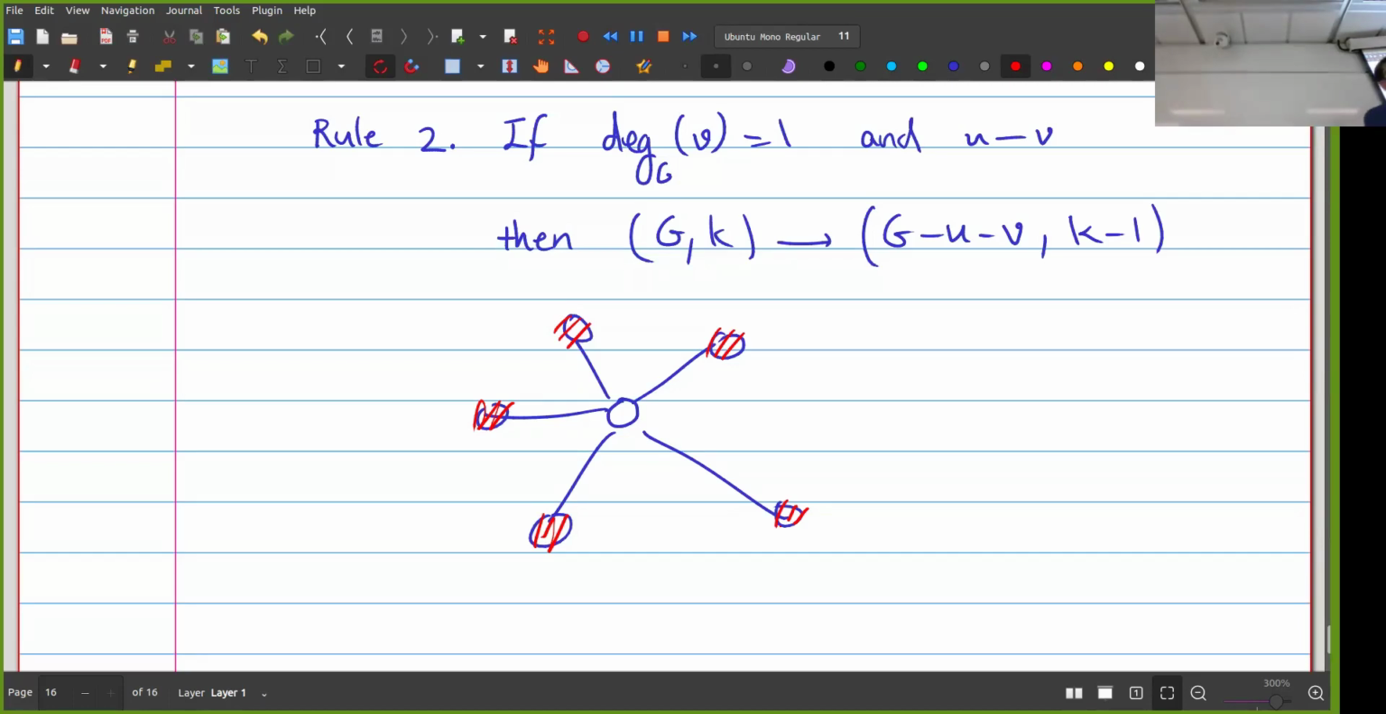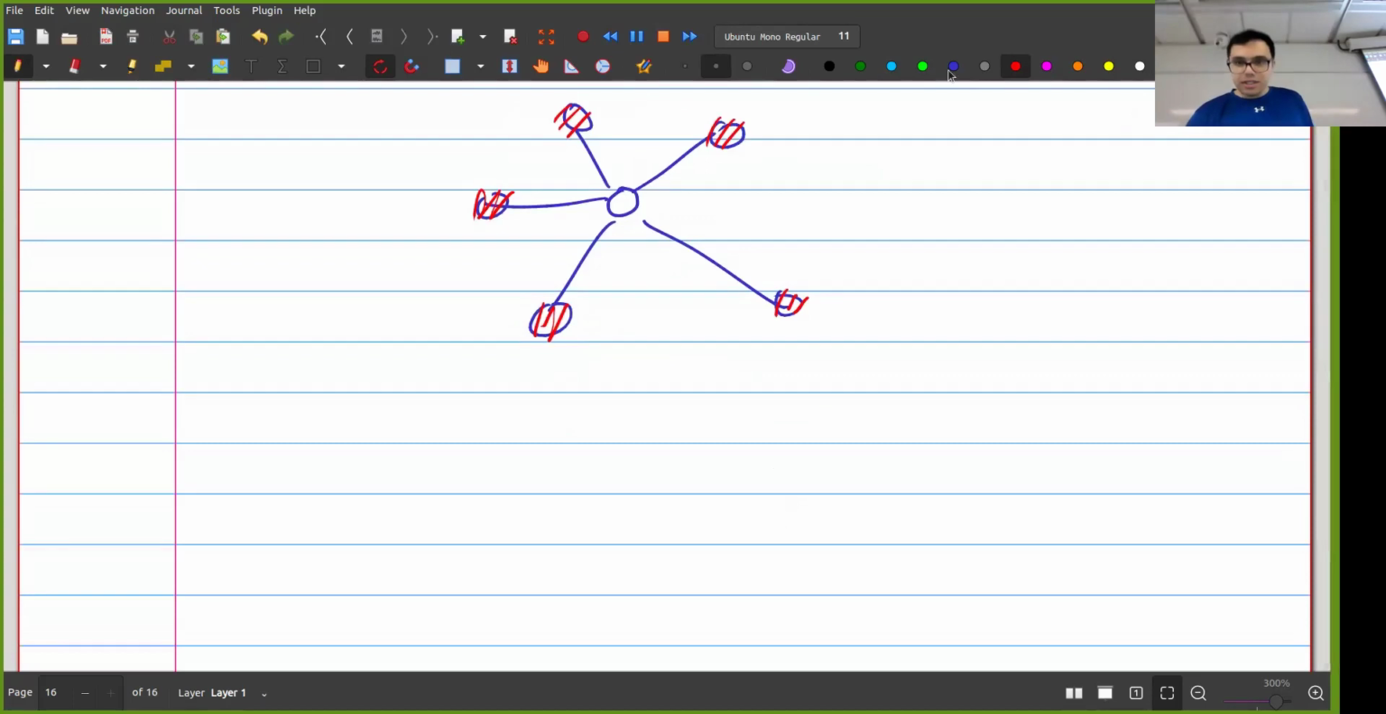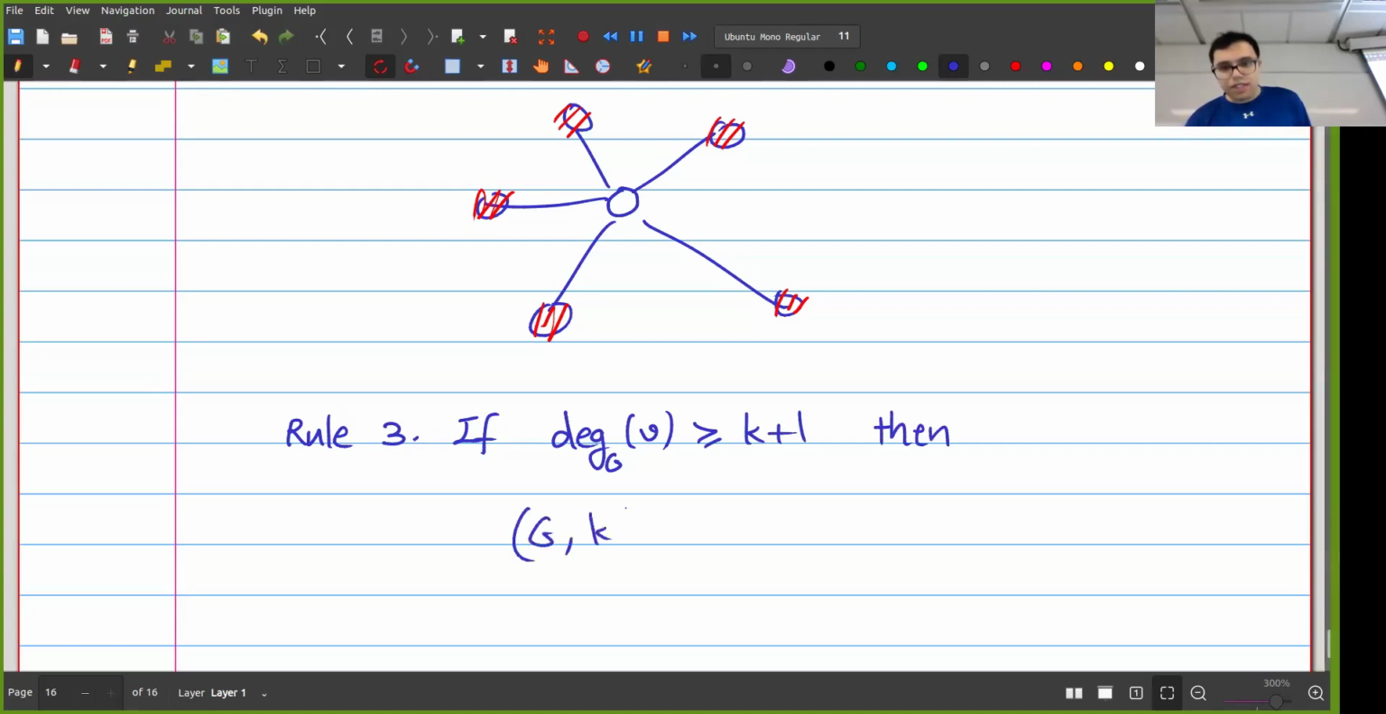But I'm looking for a vertex cover of size k. So if I have a vertex that has degree k plus 1 or larger, I cannot afford to put all of its neighbors in the vertex cover. So I am forced to put that vertex in the vertex cover. This is my third rule. Rule 3 says: if the degree of some vertex v in the graph G is at least k plus 1, then when you are looking for a vertex cover of size k, you have to put this vertex in. So you should just look at the graph G minus v, and now you're looking for a vertex cover of size k.